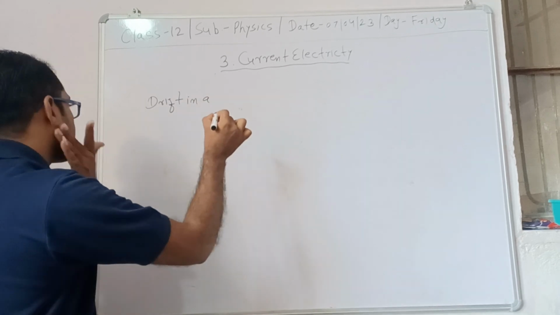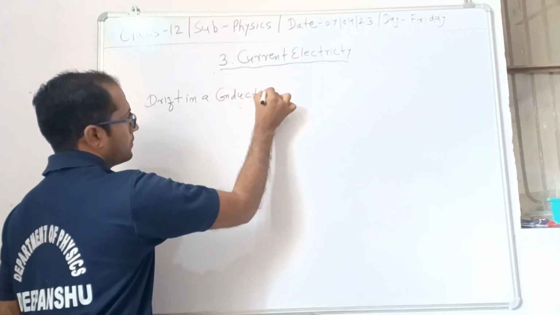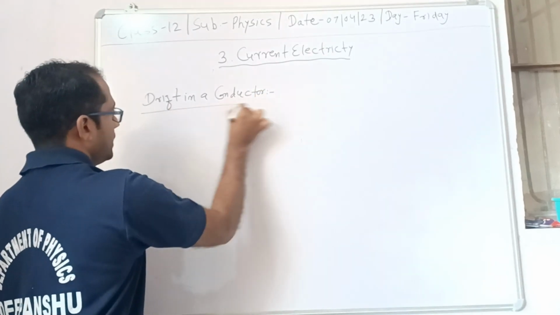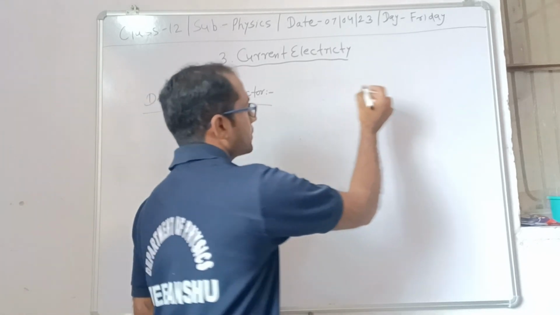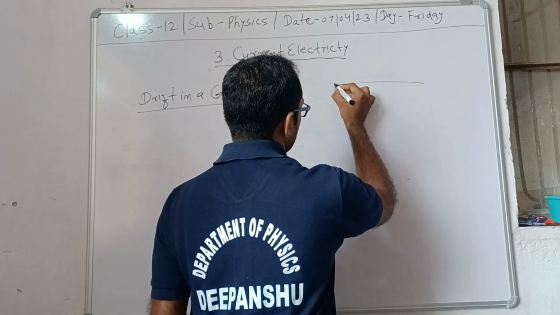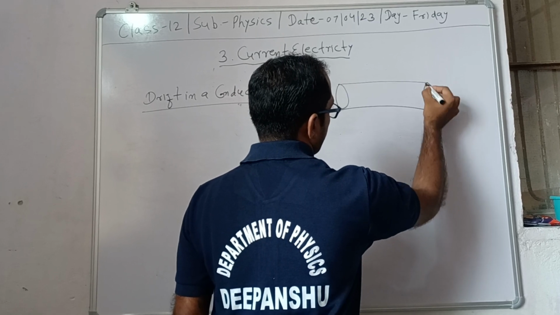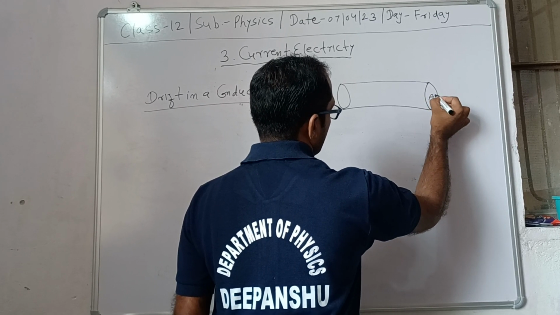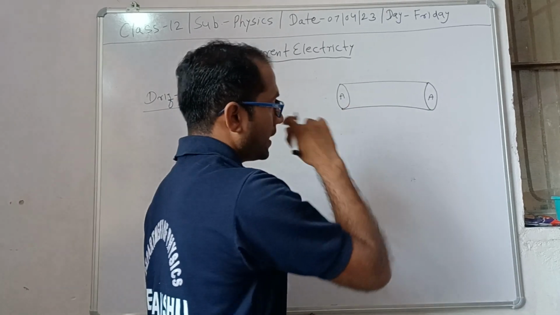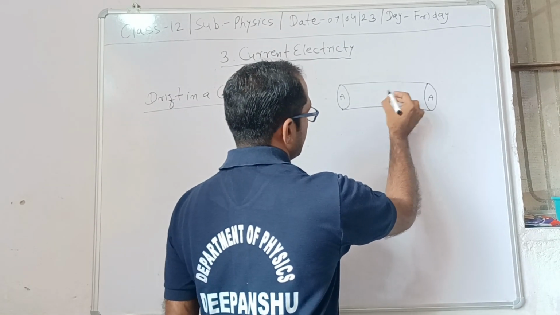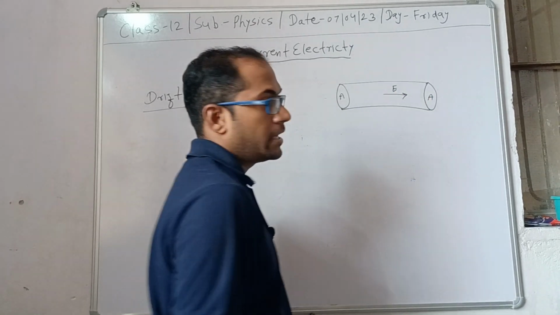Drift in a conductor. Basically, if we take a conductor like this, this is a conductor slab, and this is the area of this conductor slab. The electric field direction is like this.